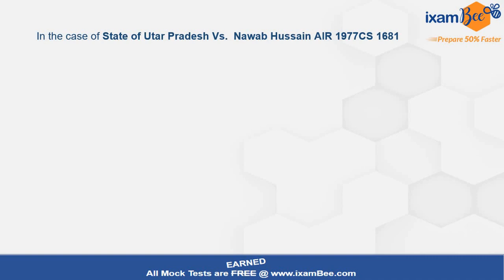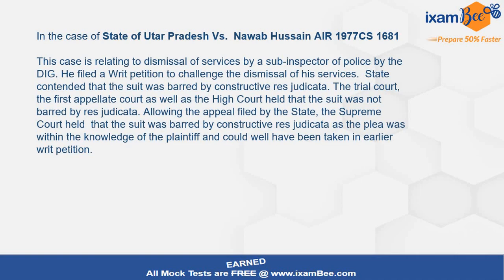Another case is the case of State of Uttar Pradesh versus Nawab Hussain, AIR 1977 SC 1681. This case is relating to dismissal of services of a sub-inspector of police that was done by a DIG. For this, he had gone in writ petition. He filed a writ petition to challenge the dismissal of his services.